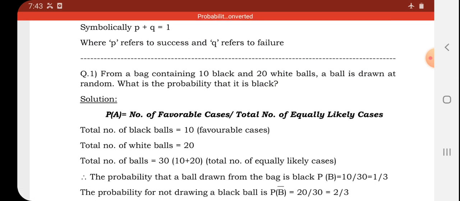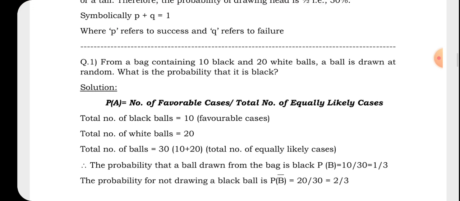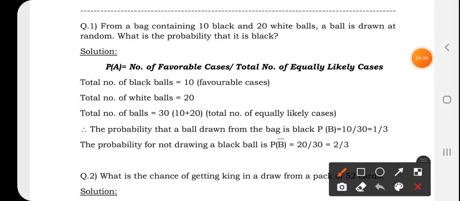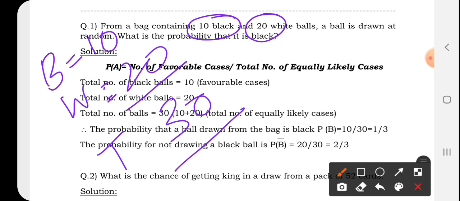We will do one sum. From a bag containing 10 black and 20 white balls, you can see 10 black balls are there. In the bag you have 10 black balls and 20 white balls. Okay? A ball is drawn at random. That means there are 10 black balls and 20 white balls. So how many total equally likely cases are there? Total cases is 30.